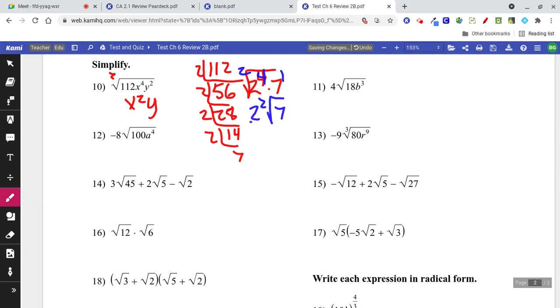Okay, I've got 2 squared, which is 4 in the front there, and a square root of 7 in the back. 4x squared y times the square root of 7.